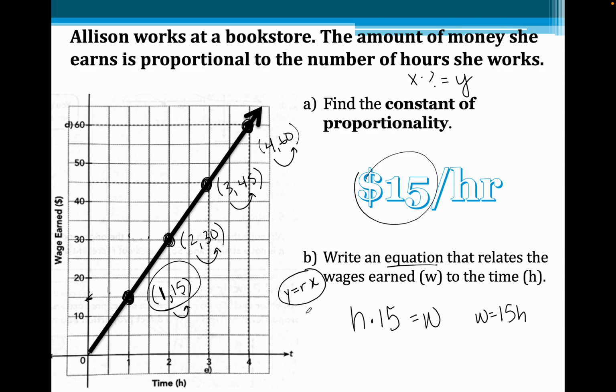If you're having trouble figuring out which variable goes where, in this case, the y represents what's on the y-axis. So that's your wages, which is W. So that's why I replace y with W. And our x values on this graph are time in hours, so that's why x gets replaced by H.